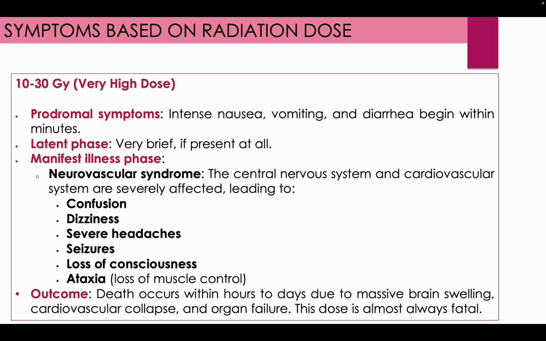And then, ang very high dose na dayon, we have 10 to 30 grays. Ang prodromal symptoms is intense nausea, vomiting, diarrhea. So, it begins within minutes na. And then, latent phase. As for the manifest illness phase, we have the neurovascular syndrome, which leads to confusion, dizziness, severe headaches, seizures, loss of consciousness, and ataxia. So, ang outcome ani, death occurs within hours to days due to the massive brain swelling, cardiovascular collapse, and also organ failure. So, kani siya nga dose is almost always fatal.